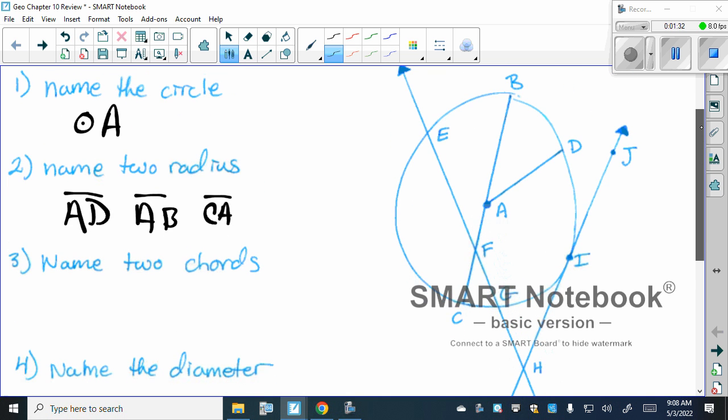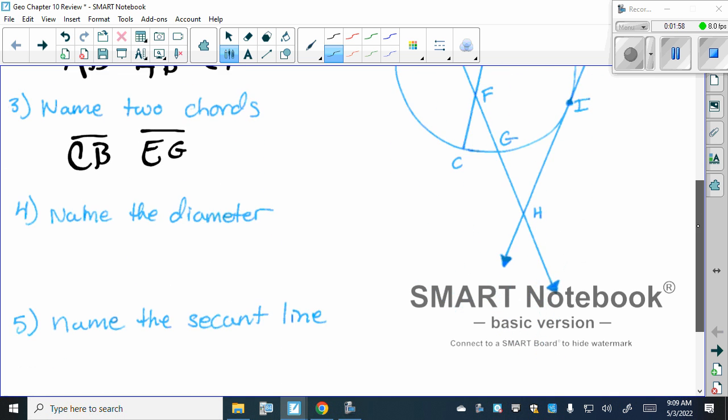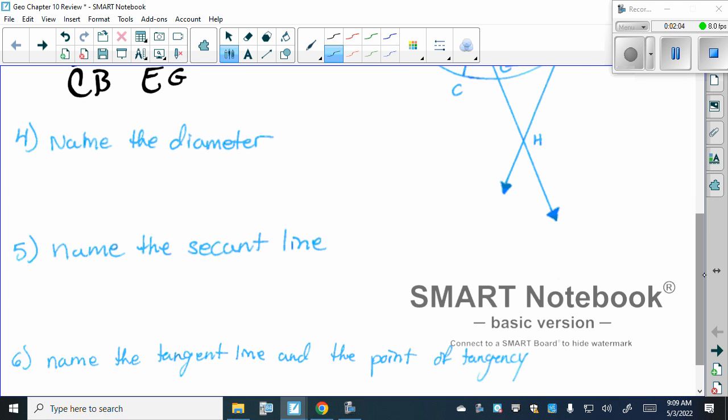Chords connect any 2 points on the circle. So CB. Yep. And EG. Yes. But it doesn't have to go through the center. The diameter does, which would be our CB. Diameter has to go through a center. So the diameter is the longest chord we can have in a circle. It's the biggest one.